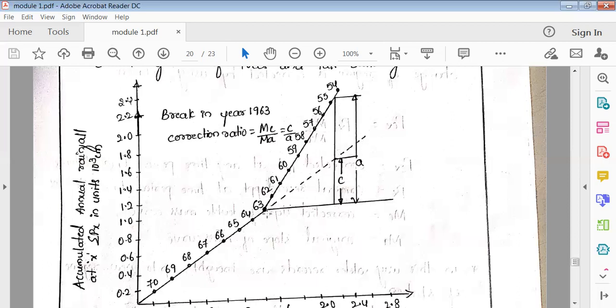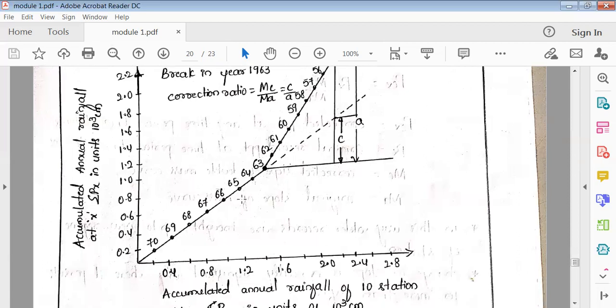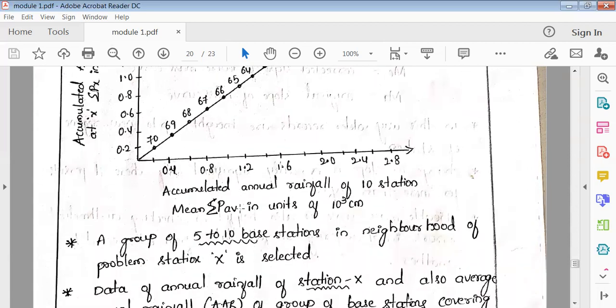So it is simple. From 63, there is a diversion. But we want this curve to be linear. So because we want it to be linear, what if something has been missed? This data has been missed from 63 to 62. This year, some data is missed. That's why it's gone like this. So what we do is we again draw the straight line, take the correction ratio, then the actual ratio, and then we'll measure this. Okay. So this is called the double mass curve method.